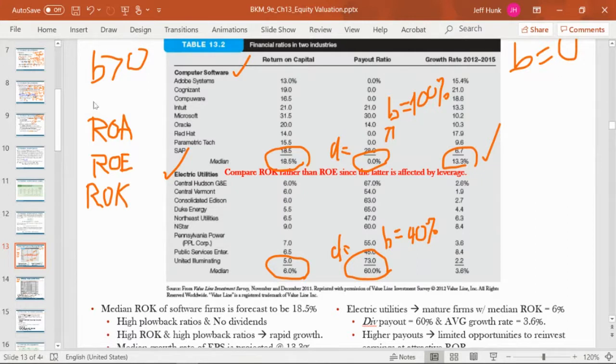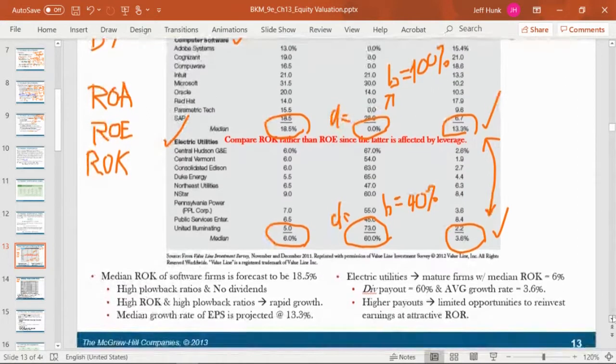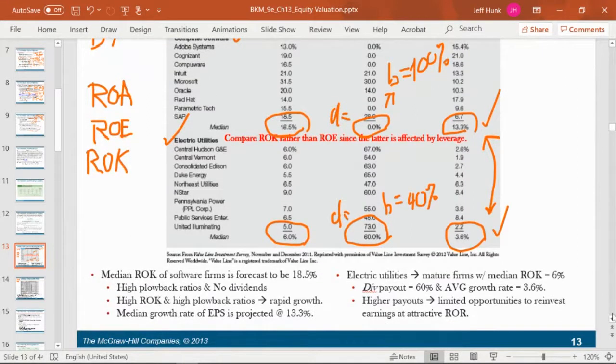And so their median growth rate, compared to the computer software industry, look at that, speaks amply to the drastic effect of plowback ratio on growth.